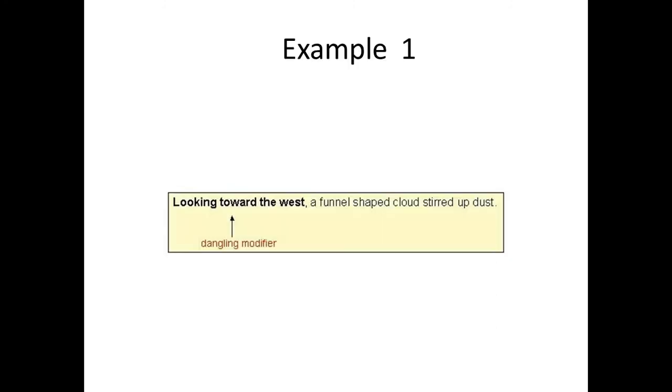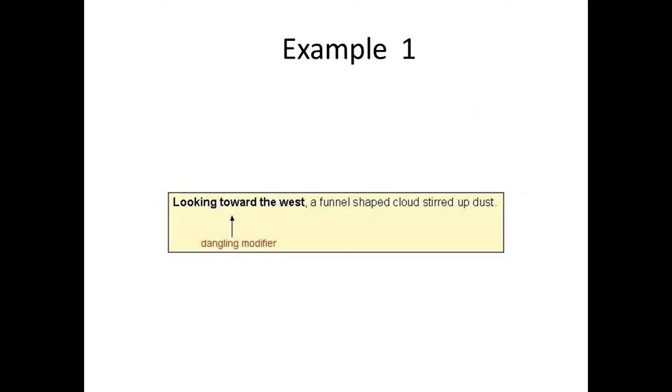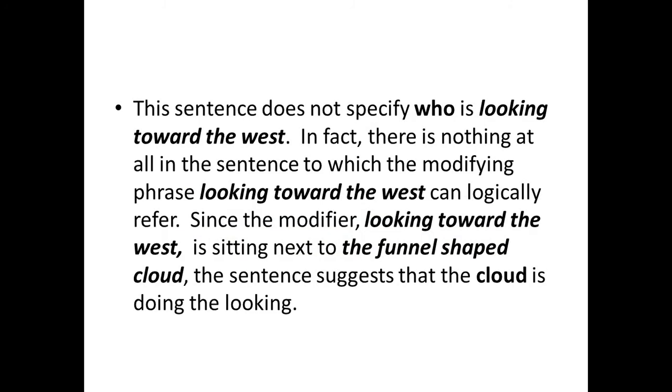So example 1 is here. Now we are looking at a dangling modifier. "Looking toward the west, a funnel-shaped cloud stirred up dust." This sentence does not specify who is looking toward the west. Now look at the example again. There is no sense of who is looking toward the west. In fact, there is nothing at all in the sentence to which the modifying phrase "looking toward the west" can logically refer, since the modifier is sitting next to the funnel-shaped cloud. The sentence suggests that the cloud is doing the looking.